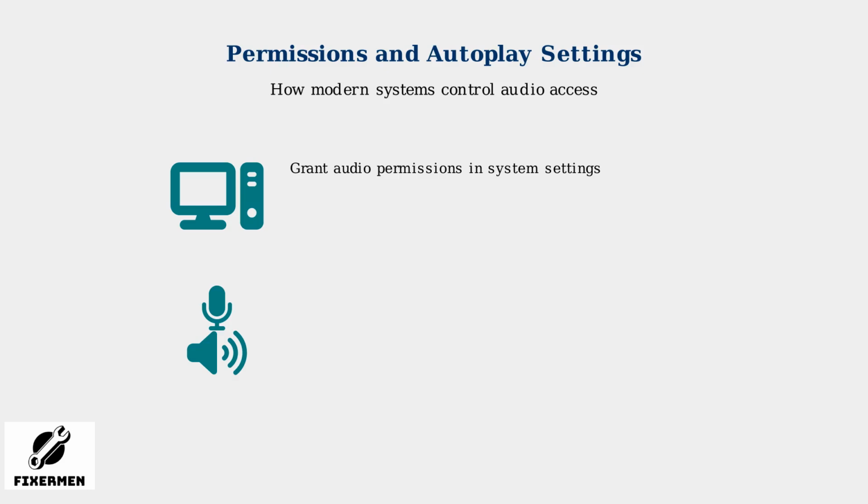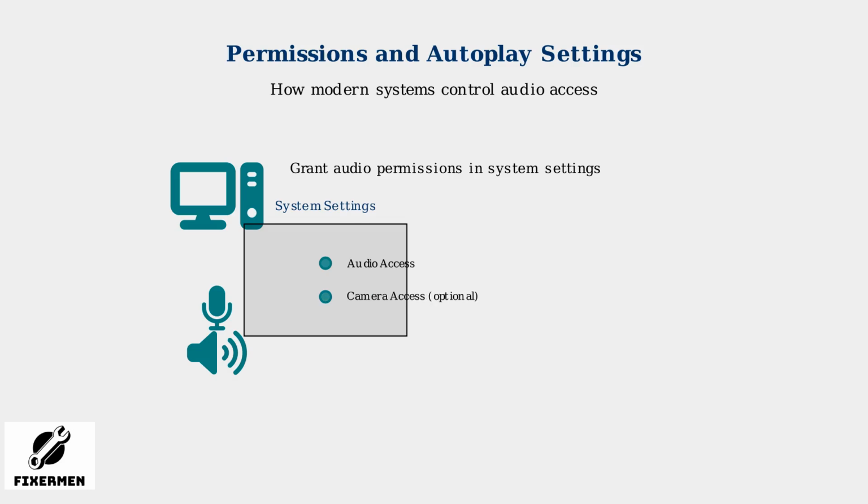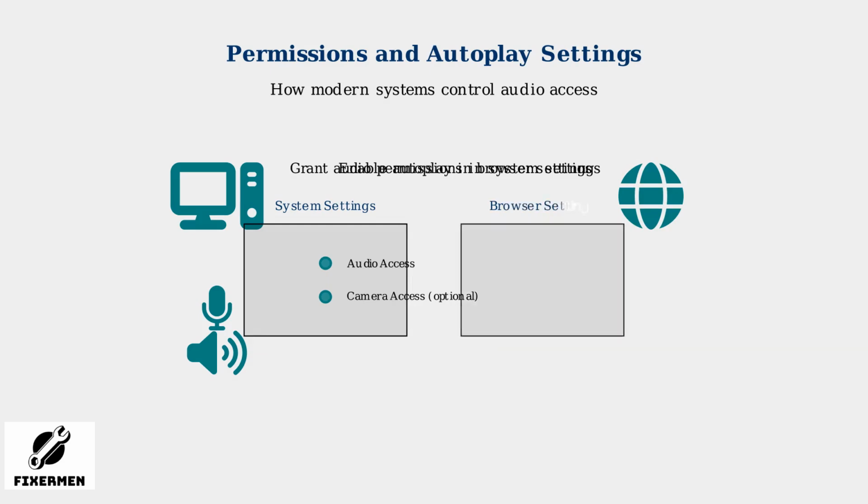Although Bongo Cat doesn't always need a camera, incorrect permissions can sometimes block sound. In your system settings, grant Bongo Cat the necessary permissions for audio access. For web versions, check your browser's autoplay settings. You may need to allow autoplay for the website hosting Bongo Cat. Autoplay policies can prevent sound from playing automatically, so enabling these settings ensures Bongo Cat works properly.